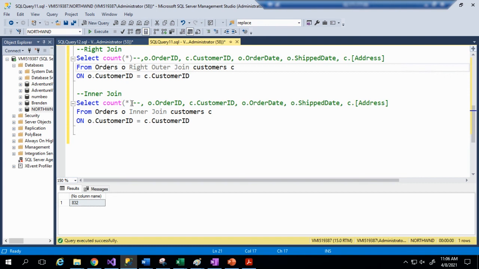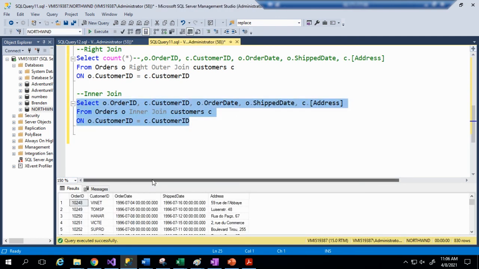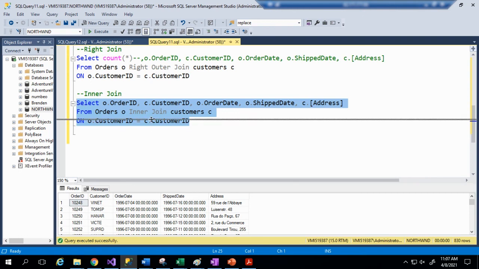For the two tables, orders and customers, I would expect to see 830 records, since those two records should not be there, since they happen to be null for the orders table. We can also go ahead and see how these records look. And there we go.